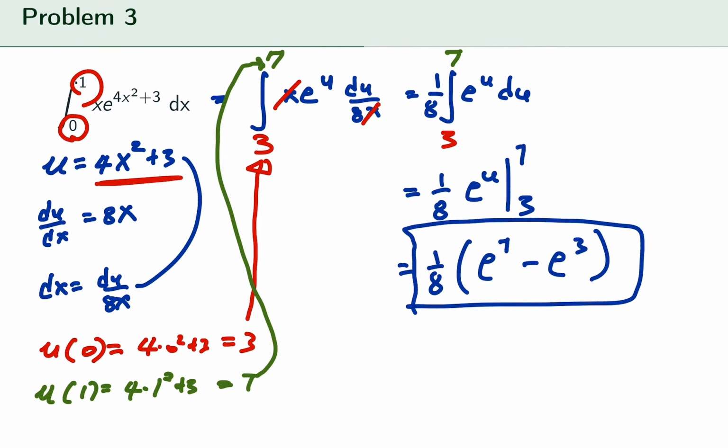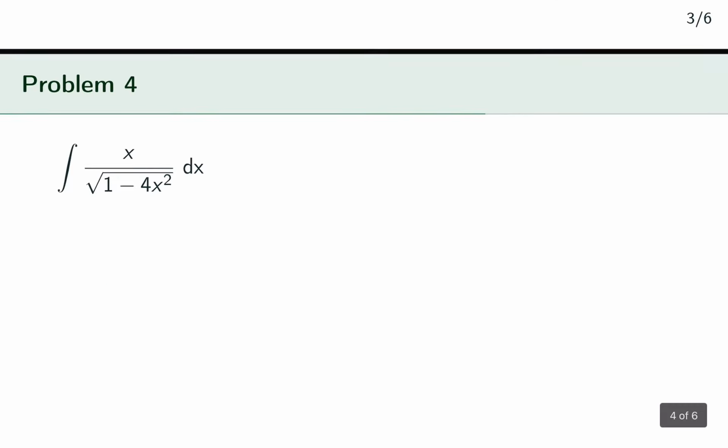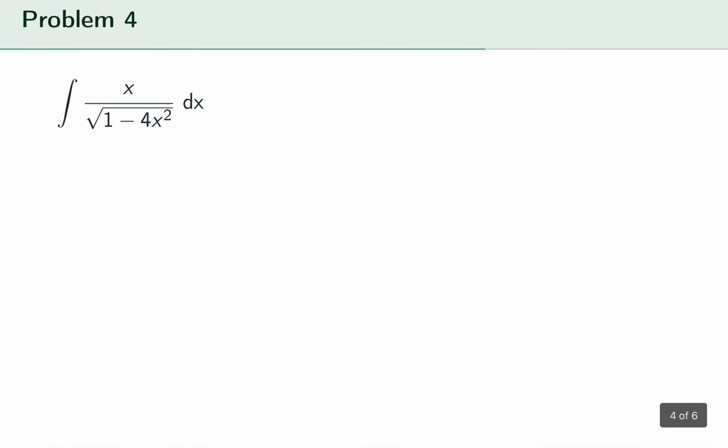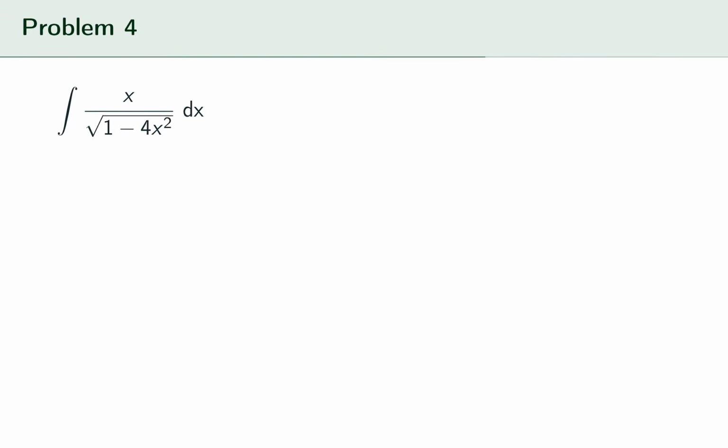So remember, for a definite integral u substitution, you have to change the bounds as we did here. Okay. So let's look at problem 4. Indefinite integral of x over square root of 1 minus 4x squared.